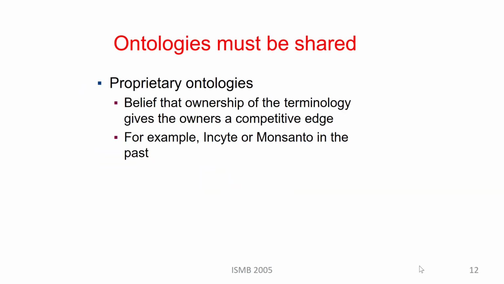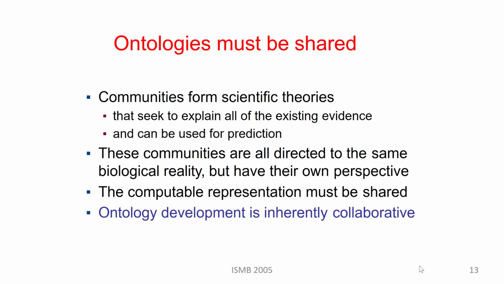At that time, there were proprietary ontologies. People thought they could make money with ontologies, and drug companies were making ontologies of their own. And Michael was sometimes allowed to see these ontologies, and he came back and told us they were all crap. Building public ontologies helps to contribute to the quality of the ontologies. That will be important for what follows. And then ontologies must be shared, just as scientific theories must be shared. And the computable representation of the ontologies must be shared.